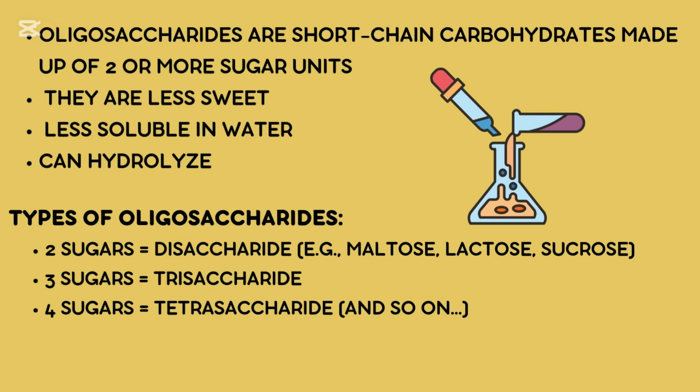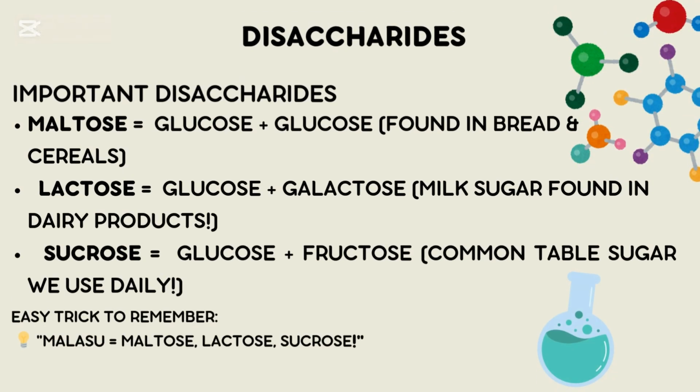They are less sweet, less soluble in water, and can hydrolyze. Types of oligosaccharides: 2 sugars, disaccharide, e.g., maltose, lactose, sucrose. 3 sugars, trisaccharide. 4 sugars, tetrasaccharide, and so on. Let's focus on disaccharides. There are 3 important disaccharides that every student should remember.